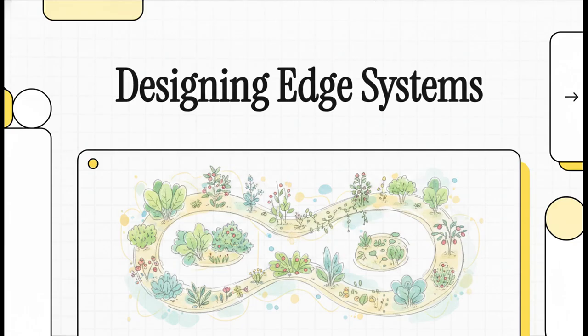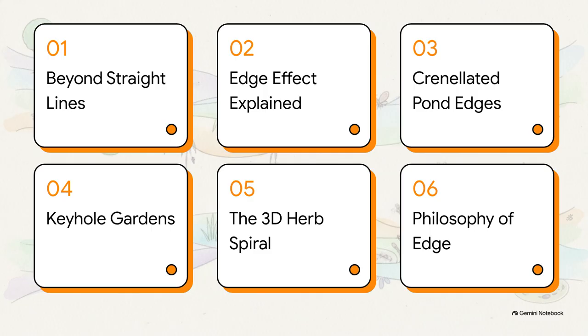Today is all about the step-by-step design and spatial layout of highly productive edge systems. Here is our quick roadmap for today. We'll start with beyond the straight line, then dive into the edge effect explained. After that, we'll look at designing crenellated pond edges, keyhole gardens and mandalas, the 3D herb spiral, and we'll wrap it all up with the philosophy of edge.